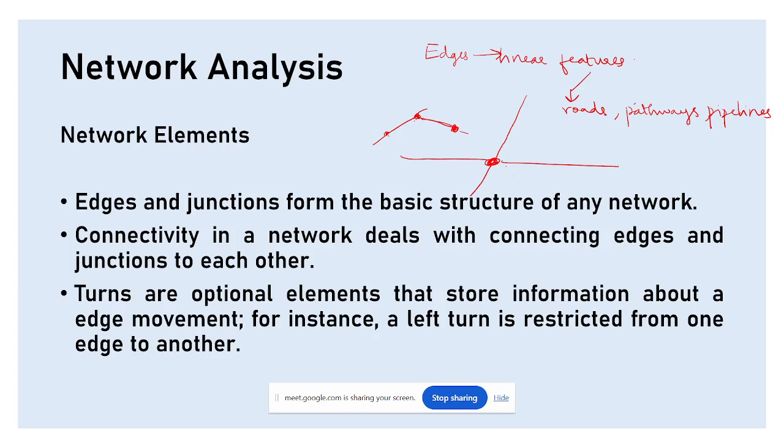So the importance is that edges will determine the connectivity and cost, like the shortest path, the fastest route. For example, if you want to see how to reach a particular place, at times Google Maps shows you which is the shortest distance, which is the longest route, or in which route the traffic is less. There the edges come into play. Junctions define where movement is possible or restricted, and turns will help you improve accuracy by considering real world constraints.